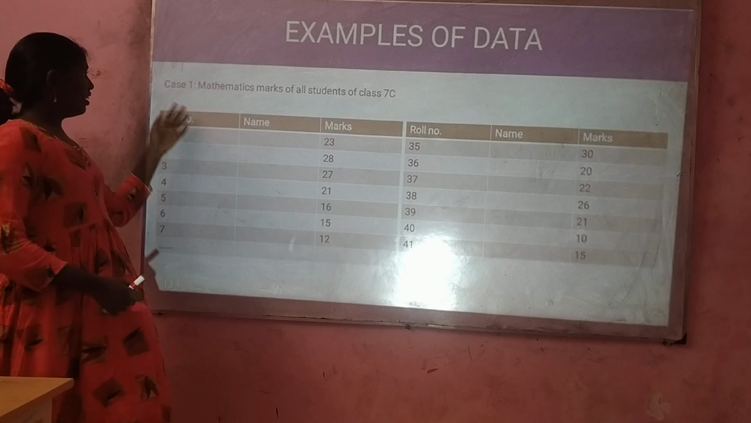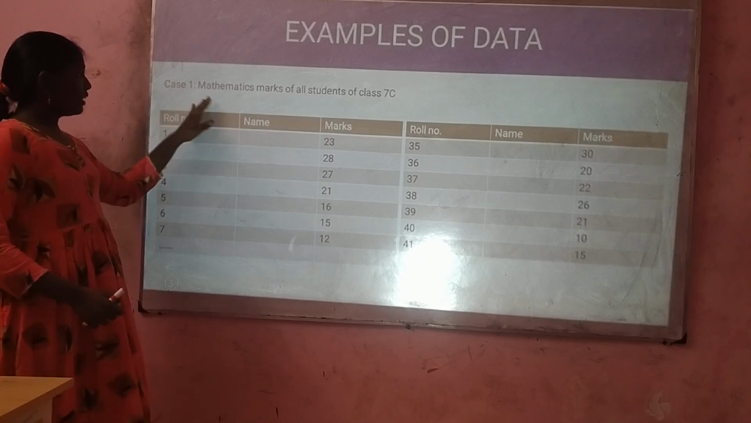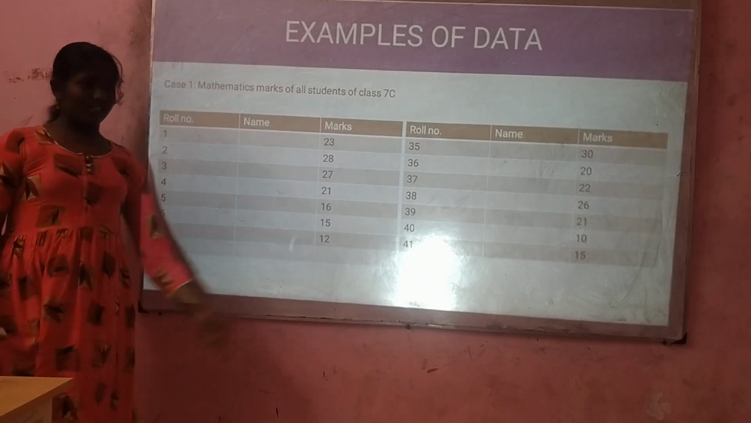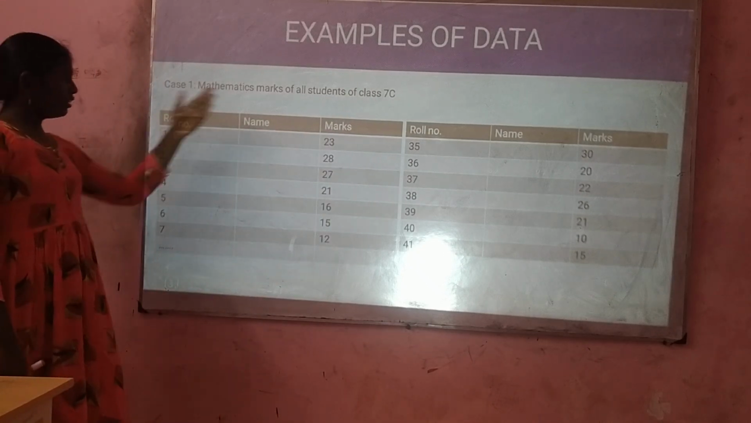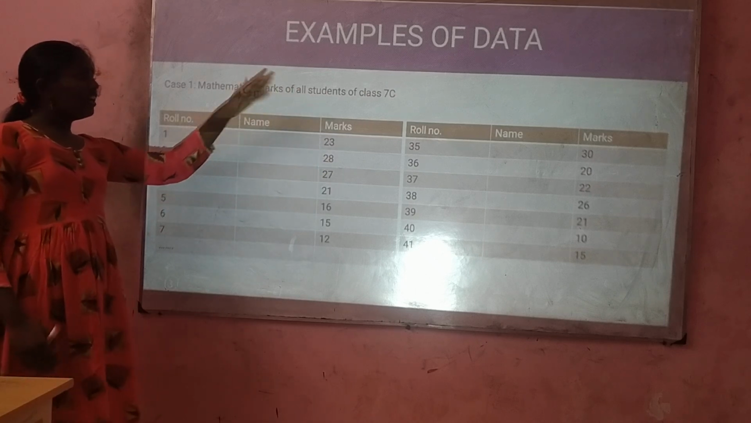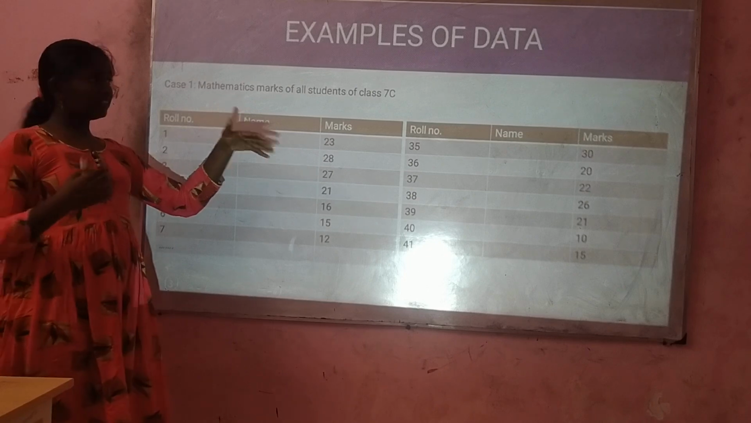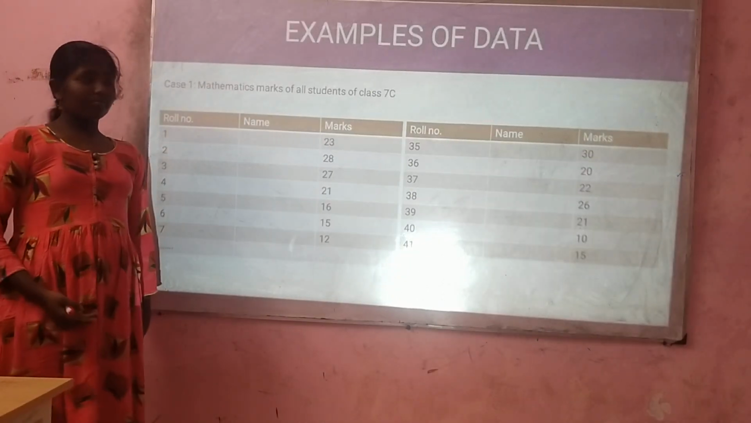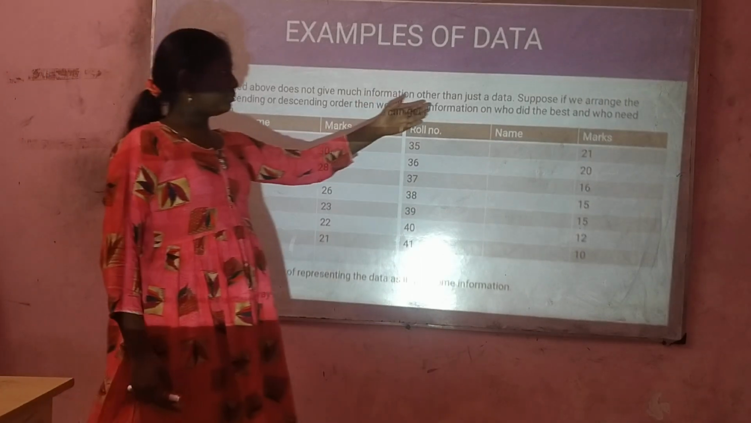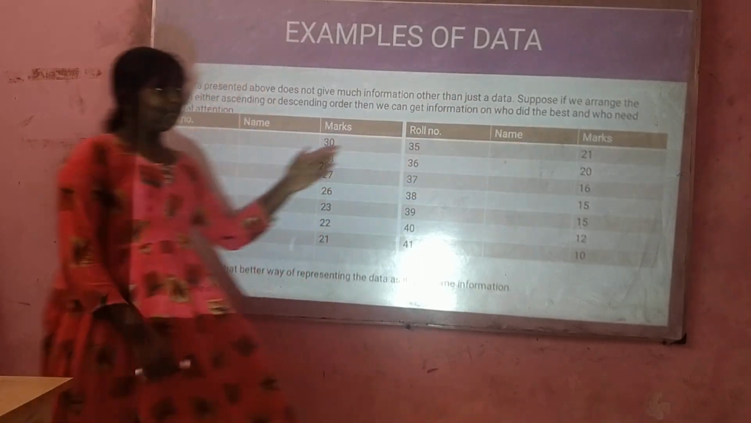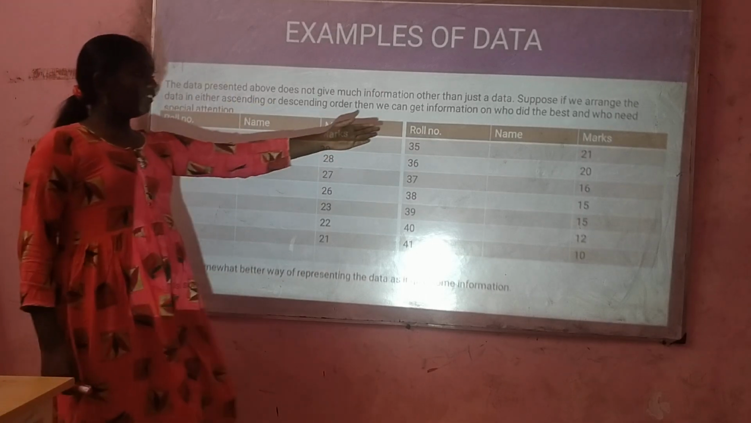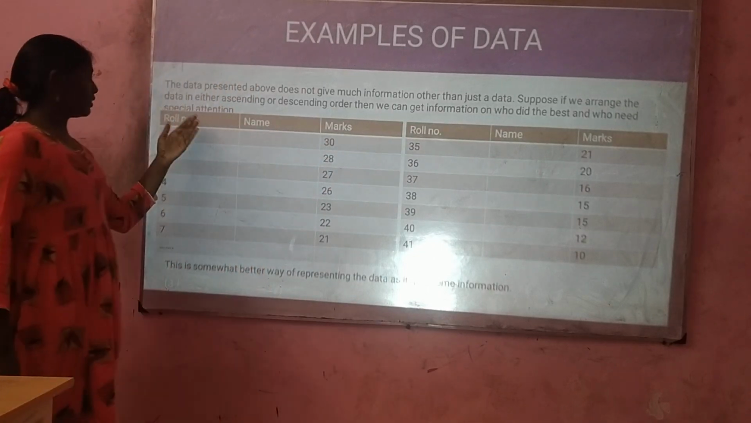Examples of data are like Case 1, mathematics marks of all students in class 7C or in any class. Like roll number 1 got 23 marks, roll number 2 got 28 marks. So like that we can have some examples. The data presented above does not give much information other than just the data. Suppose we arrange the data in either ascending or descending order, we can get the information on who did the best and who needs special attention.